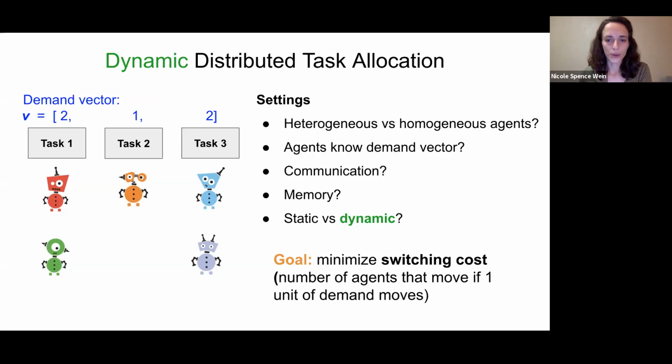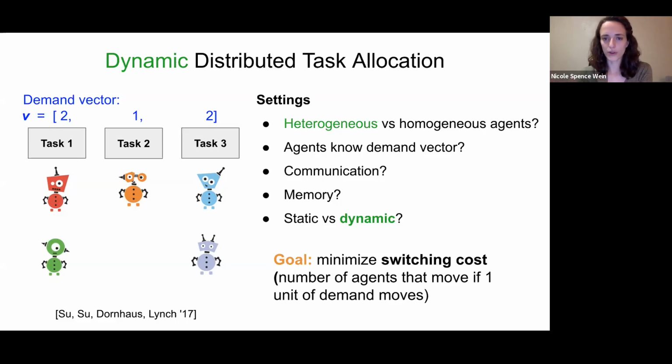Okay, so our particular version of the problem that we study in this paper was first studied by Su, Doornhouse, and Lynch in 2017. And the particular setting that they studied and that we study is the following. So we're going to assume that our agents are heterogeneous. So they each have unique IDs, although each of them can perform any of the tasks. So they don't differ in ability, they differ in the fact that they each have a unique ID.